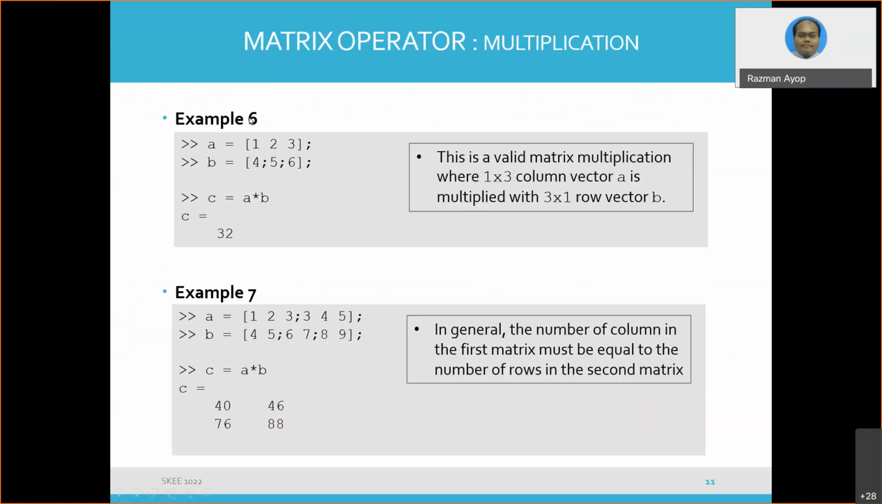Okay, you will move on to example 6. For this case, you can see that A is equal to 1, 2, 3. This is a 1 multiplied by 3 matrix. And B is 4, 5, 6, which is a 3 multiplied by 1 matrix. When you look at here, it is compatible, because this number and this number are the same. So it is compatible, then you can do the calculation. You can try to do this. Make sure you choose a matrix that is compatible with this.